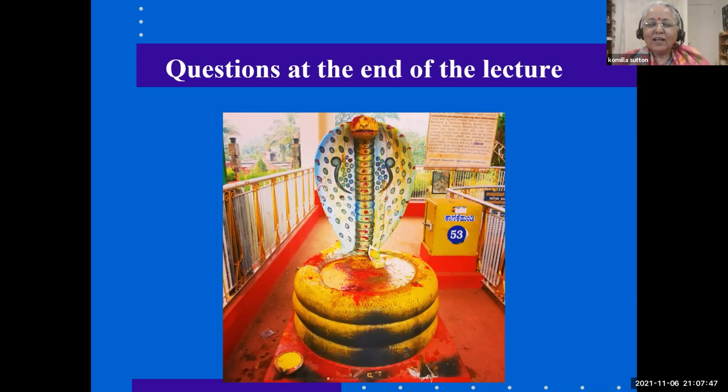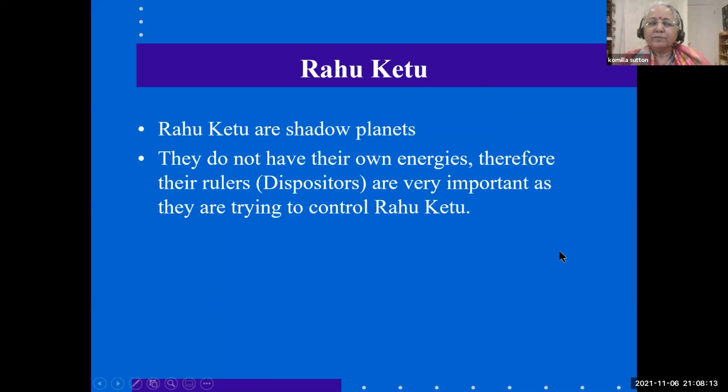This is another photograph, this is actually Vasuki. And this is from a temple in Karnataka. It's beautiful. You have to go down. This is the entrance, and you have to go underground for Vasuki. And again, this is a place, Kukke Subramanya, where people go to worship Rahu Ketu or to take a remedy for Rahu Ketu.